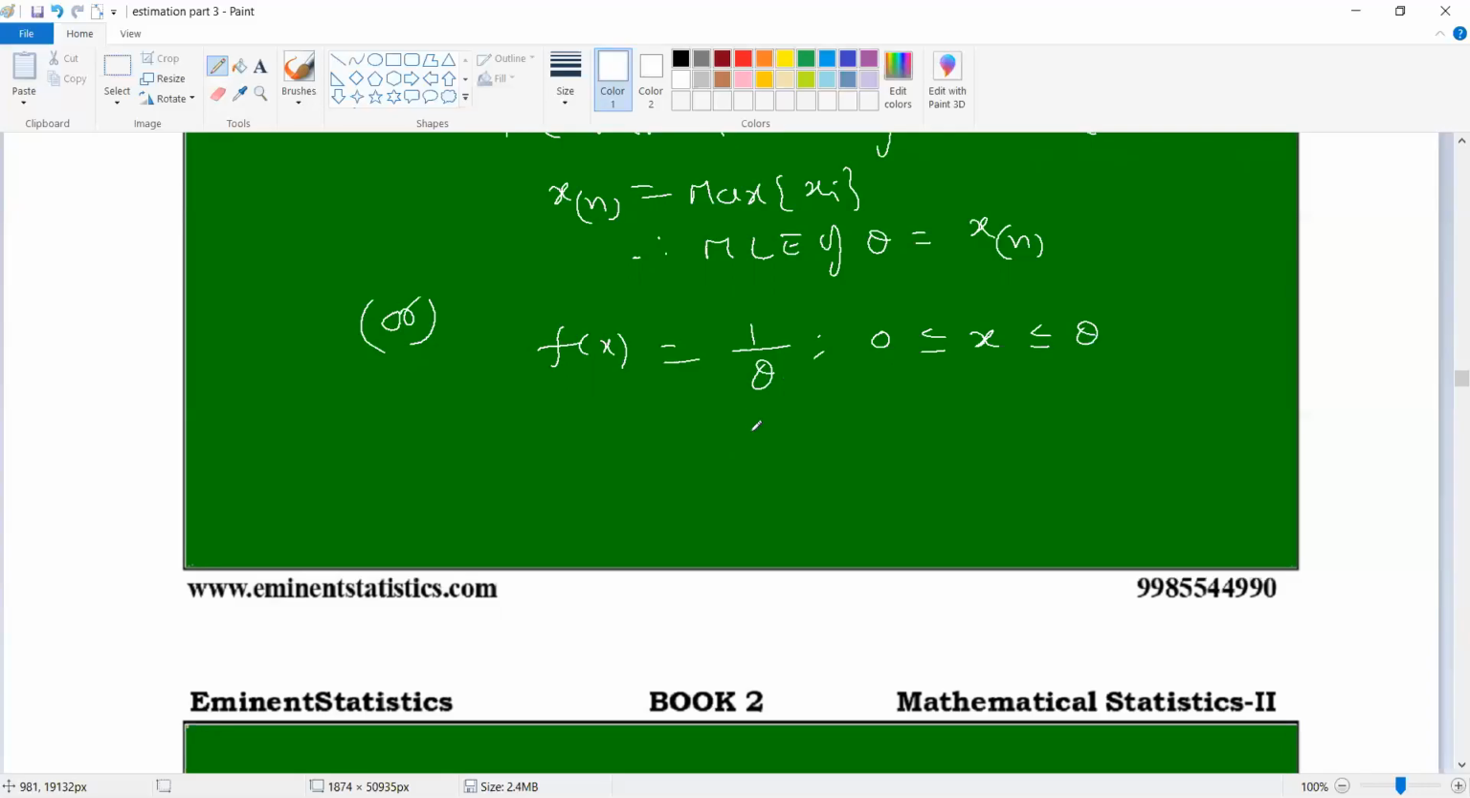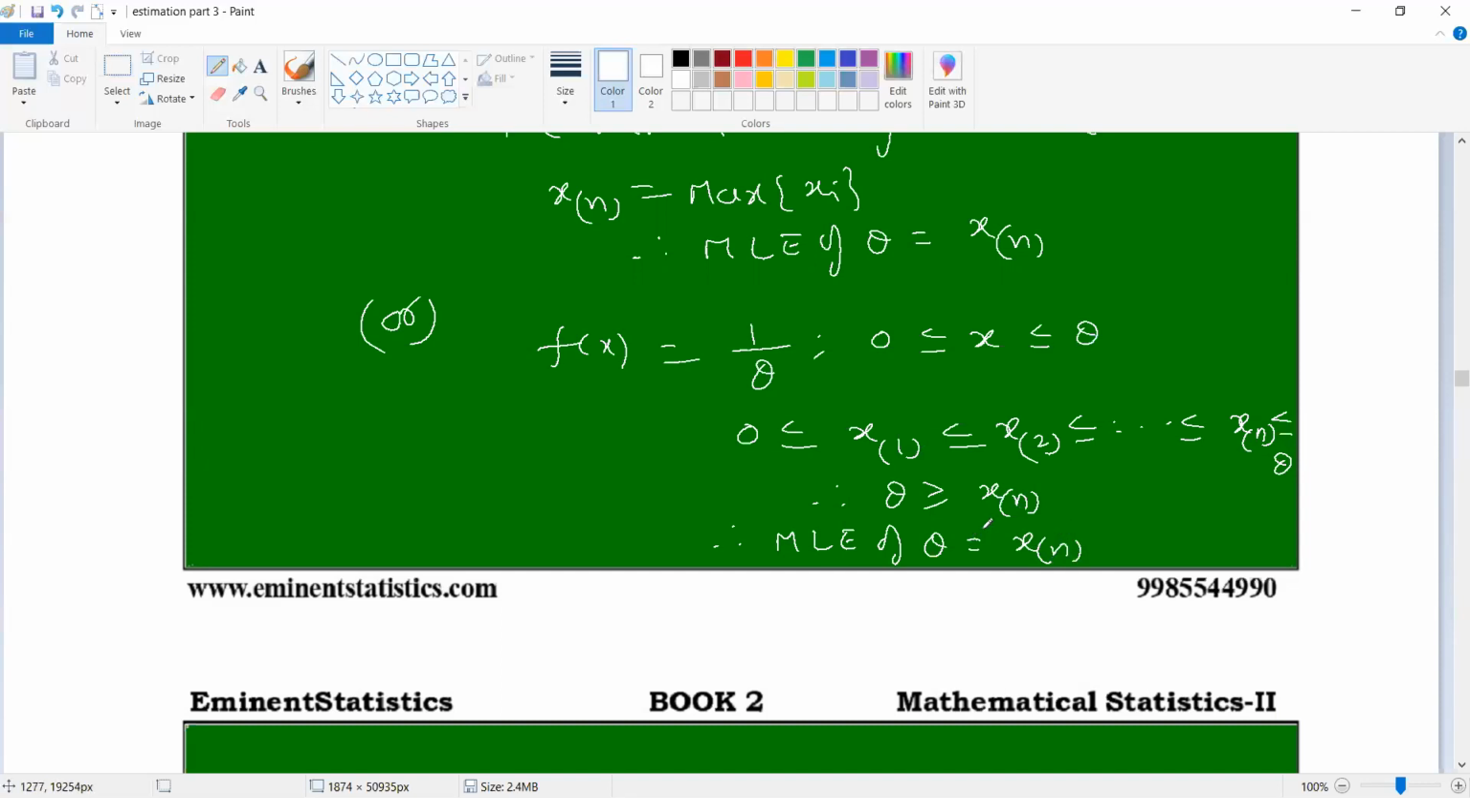But in this case here, 0 less than or equal to x1 order less than or equal to x2 order less than or equal to, and so on, less than or equal to xn order less than or equal to theta. Therefore, theta is on the right side. Theta is greater than or equal to xn order. So simply we can say that definitely MLE of theta is equal to xn order.